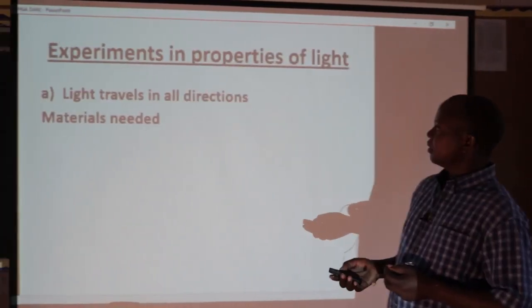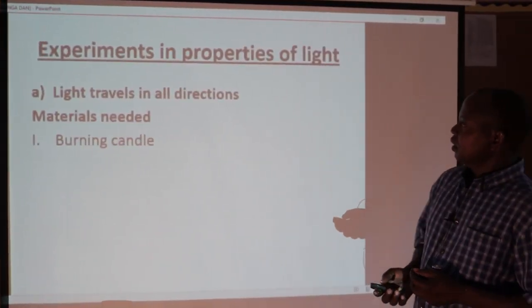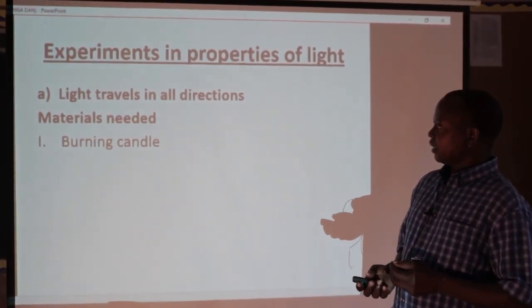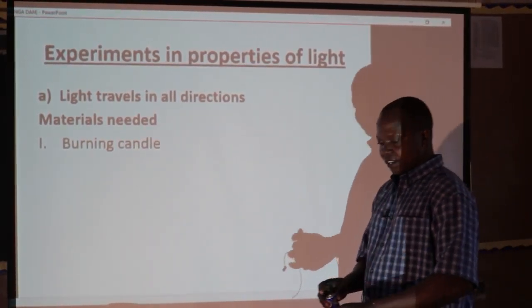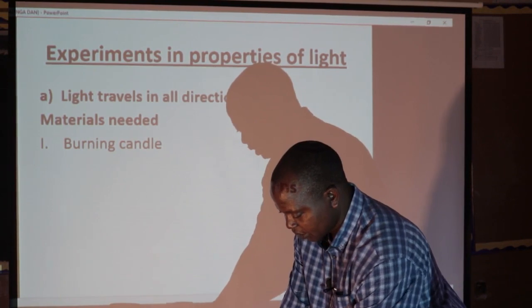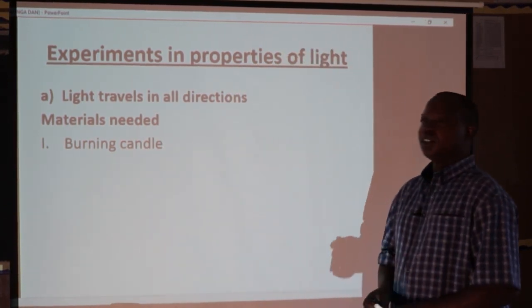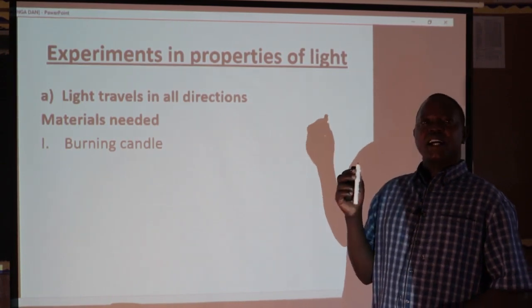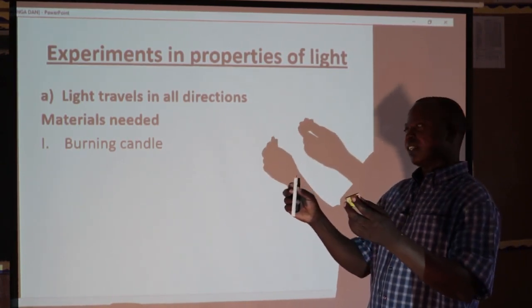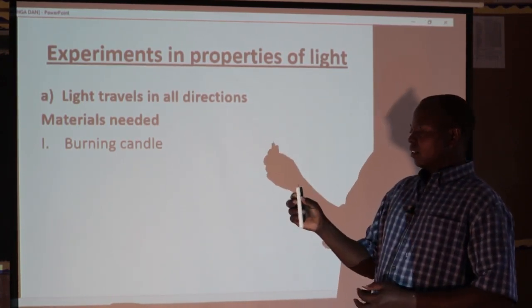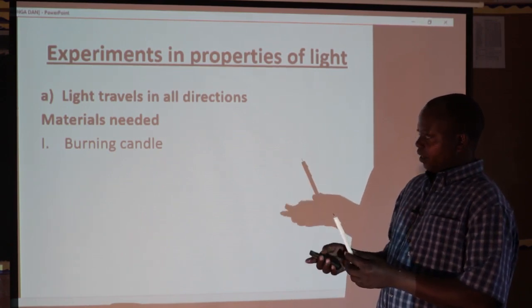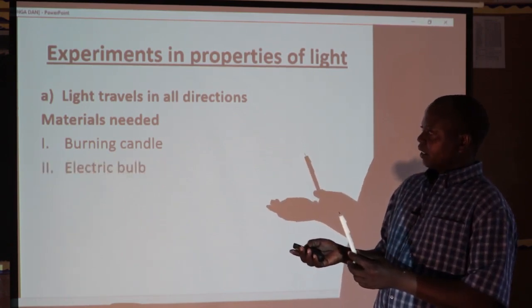Materials needed. Okay, I've started with the different one, but all those materials are here. Let us start with the one that we have on our notes. We have the first one. You should look for a candle, burning a candle. So this burning a candle should be able to light.